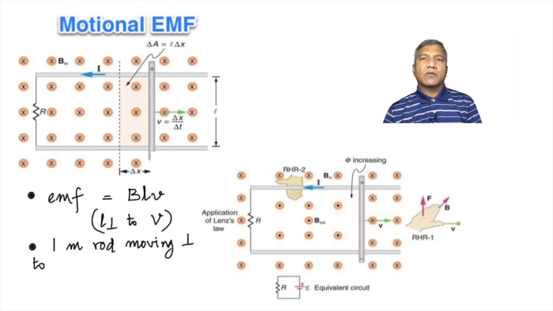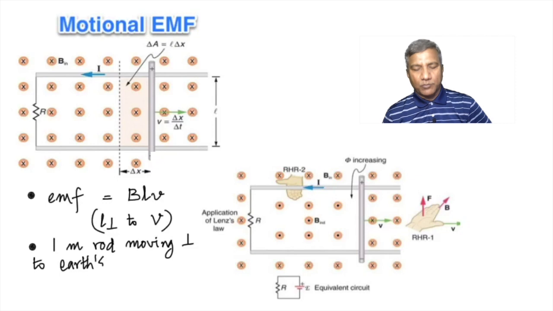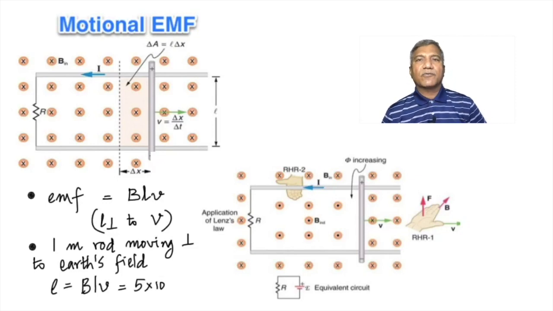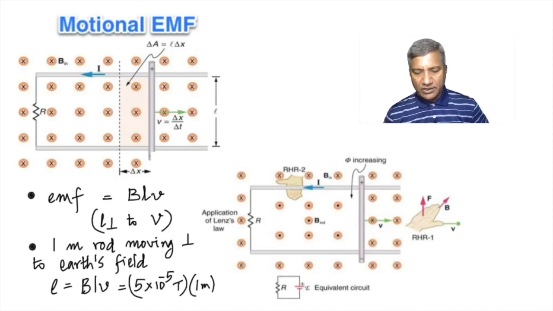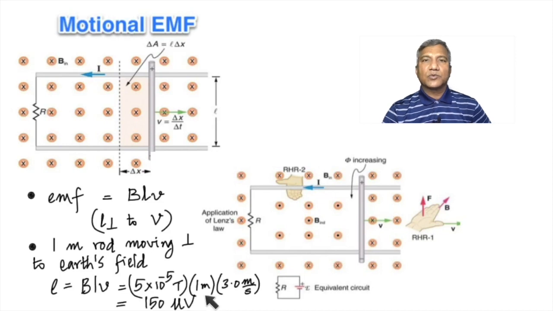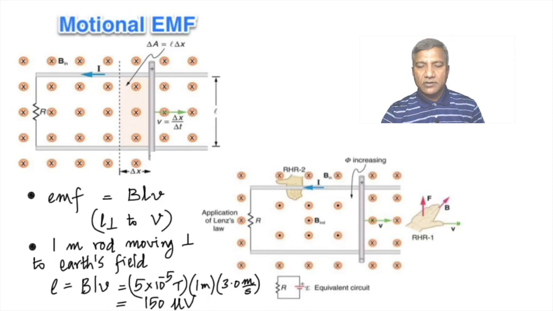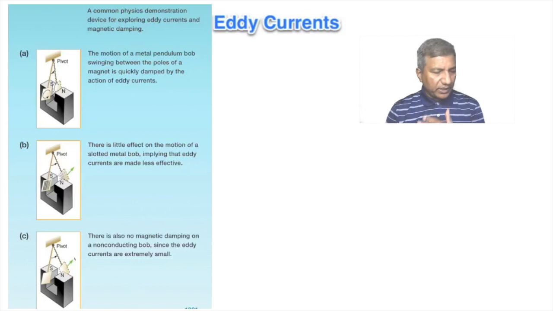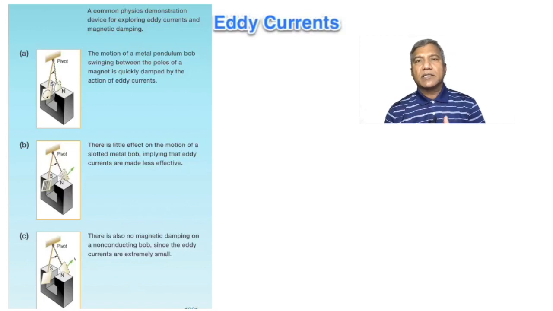So let's work out a simple question. You have a 1 meter rod moving perpendicular to the Earth's field, and we have to find the induced EMF. Here is the strength of the Earth's field, and the length of the conductor is 1 meter, and if it's moved at 3 meters per second, you get a very small induced EMF of 150 microvolt.